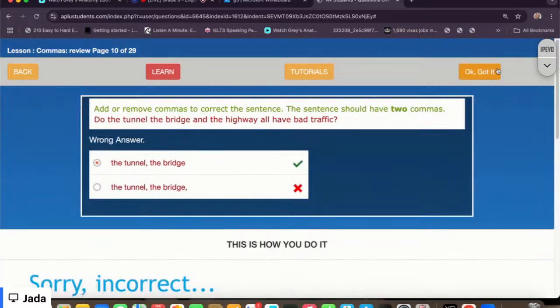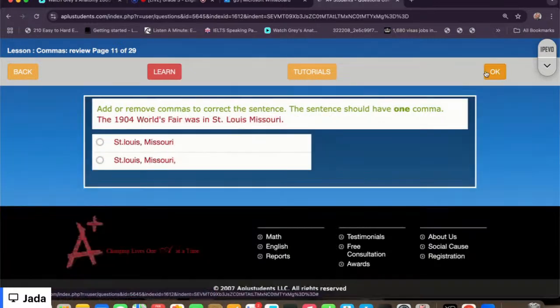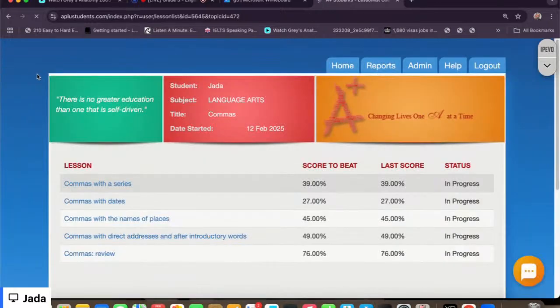All right, so do you guys have any question concerning this lesson? Any question? You have to make sure you complete this test and then you also do the final test, okay?